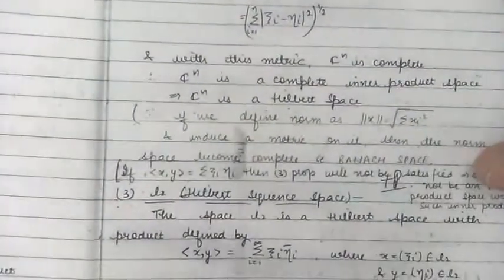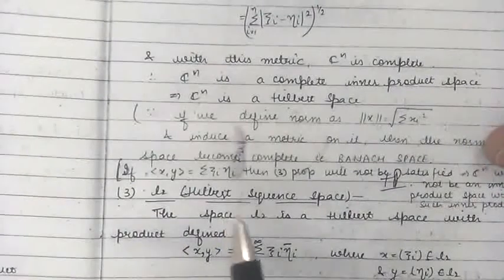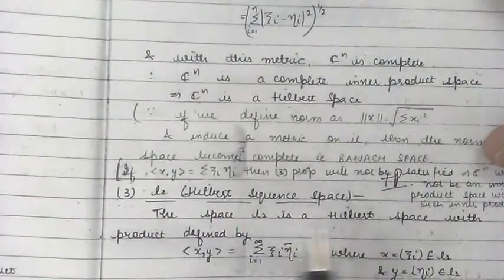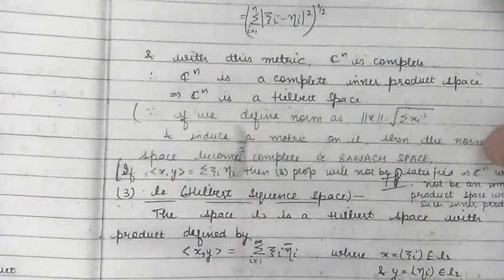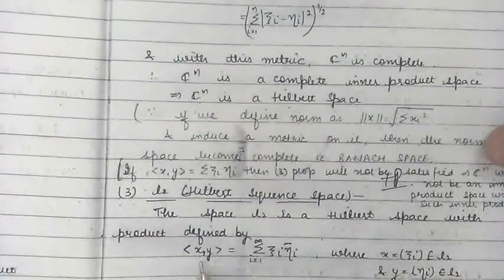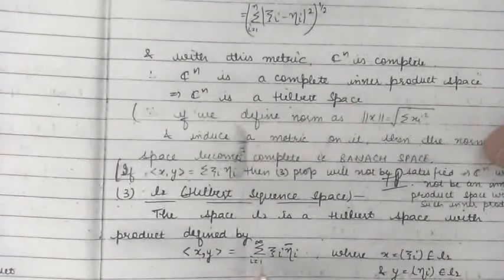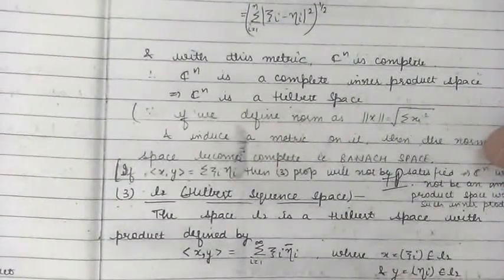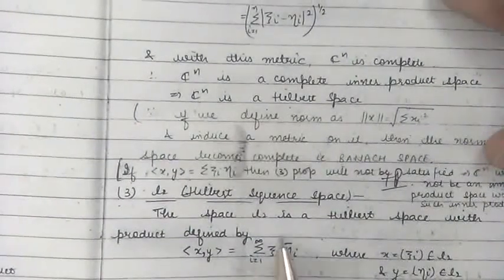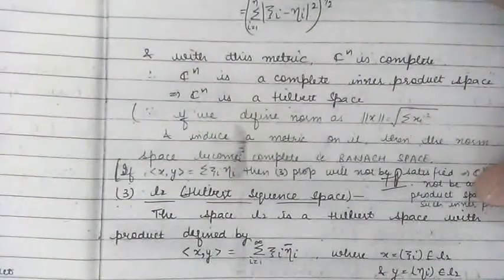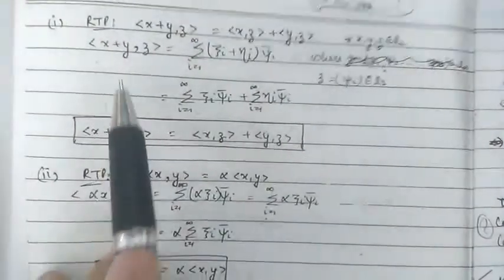Next space is L2 space. L2 space is called Hilbert sequence space. In the Hilbert sequence space, we define the inner product of X and Y, where X is the sequence given by xi, Y is the sequence given by eta i. So this is given by the sum of product of the coordinates of X and Y. Here summation varies from 1 to infinity. Firstly, we will prove that this product is inner product. So in order to prove this, we will again verify the properties.